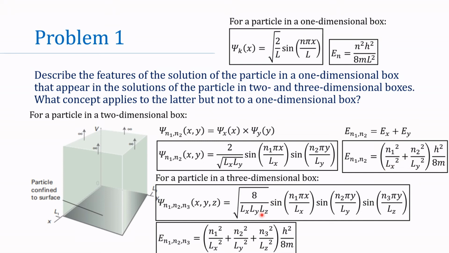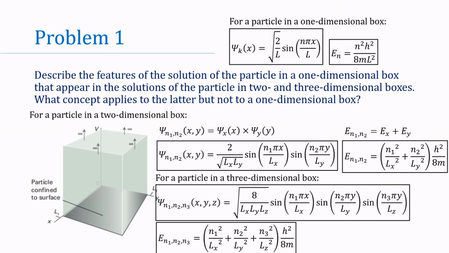The same is finally true for our three-dimensional box. The wave function and the energy are all in terms of the values of the variables n and L. Now, apart from the values of n and L, all other features of the particle will remain the same for any of these three boxes.